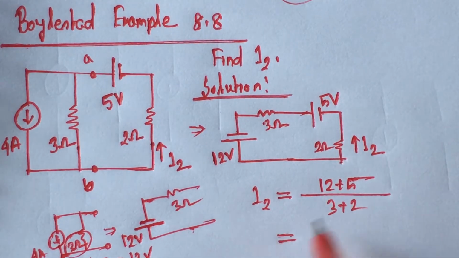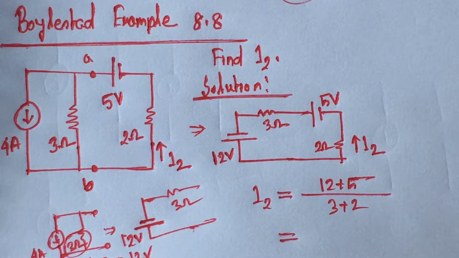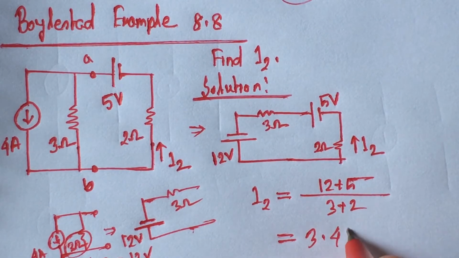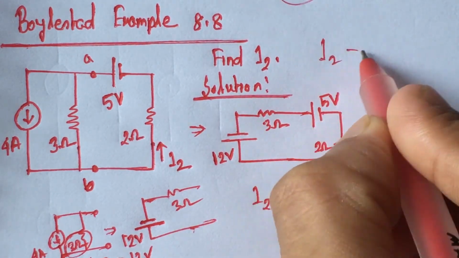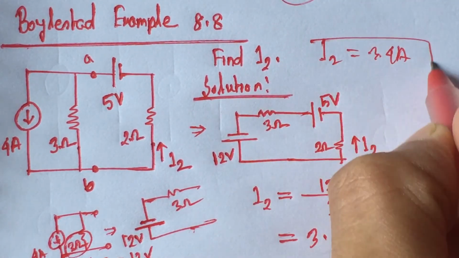So the value is 3.4 ampere. Here we get I2 is equal to 3.4 ampere. This is the answer.